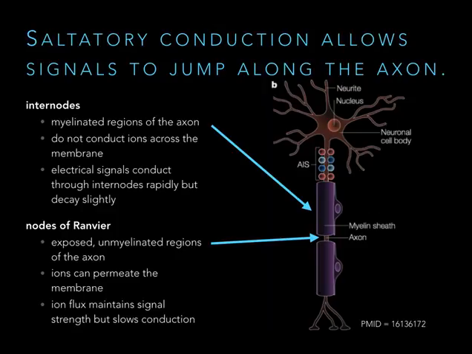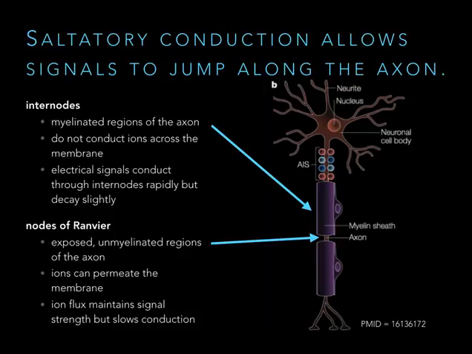And then between each little myelin sheath, we have what we call nodes of Ranvier. And these are exposed areas of the axon. No myelin here. Here is where the electrical signal recharges. Because as it moves passively through the myelinated regions, it actually becomes a little bit weaker. Okay, because that electricity that was built up is now spread out through that entire myelinated region. So it becomes a little bit weaker.